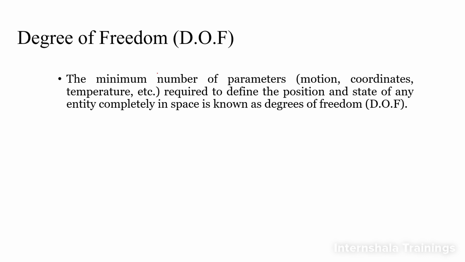The minimum number of parameters that are required to define a position, or let us say state. Remember these two terms, position and state of any system in space. Any system in space is known as degrees of freedom.